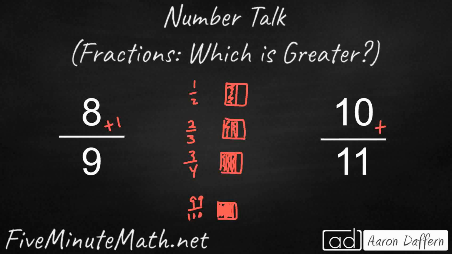We can tell that if you have that standard distance away from each other, the larger the numerator and denominator, the more is shaded. So we can say that 8 ninths is less than 10 elevenths and that 10 elevenths is greater.